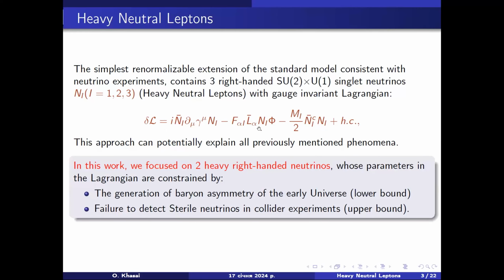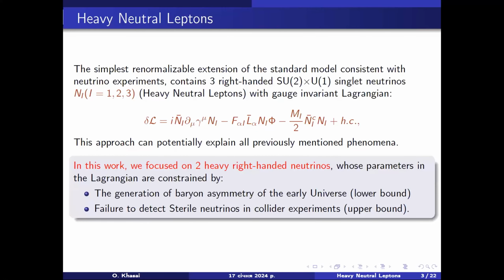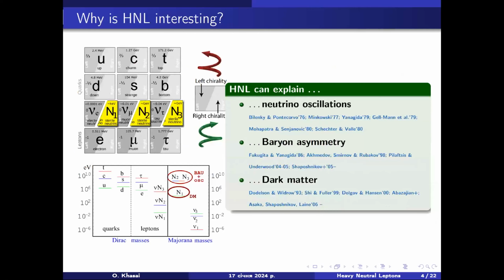In this work, we considered the minimal neutrino extension of the standard model, which consists of addition of three right-handed sterile neutrinos. And theoretically, such a model can explain all the mentioned phenomena. The lightest sterile neutrino contribution to the baryon asymmetry is negligible in such a model, and its lifespan is estimated to be extremely long. As a consequence of this, we can safely focus on the two heaviest right-handed neutrinos. The Lagrangian parameters are bounded from below by the baryon asymmetry of the early universe and bound from above by the fact that sterile neutrinos have not yet been found in the collider experiments.